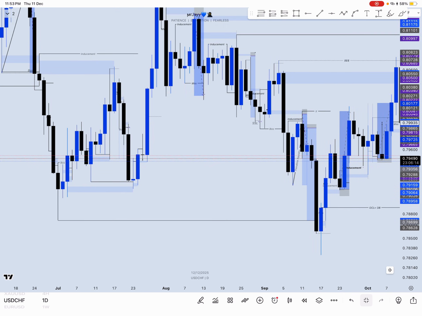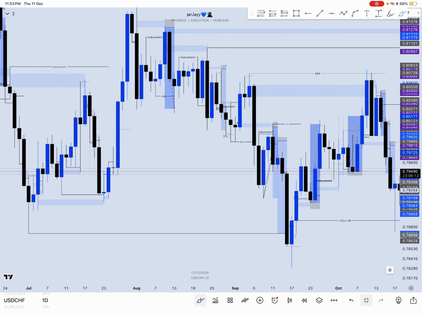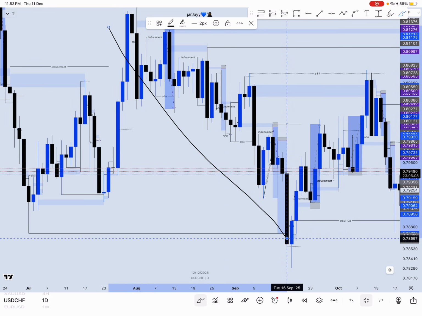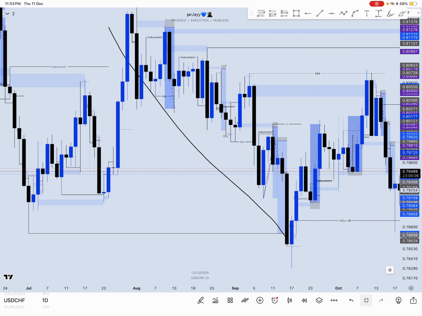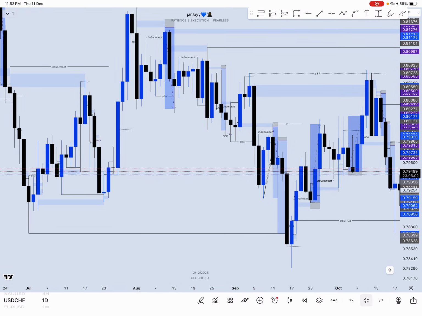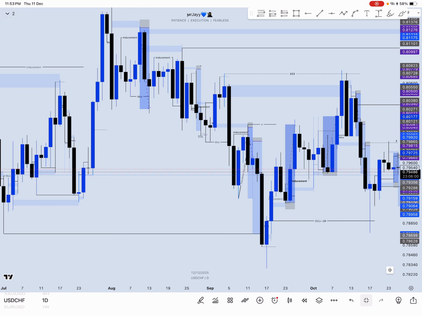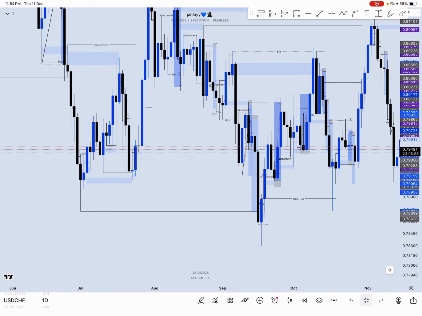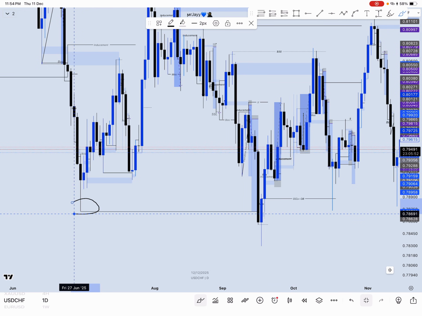Alright, so this is actually the last sales that I took on USD CHF. These were all the sales I was taking on USD CHF. Then I started buying. You can see this was my initial overall target, right here. So immediately this market took out this low.